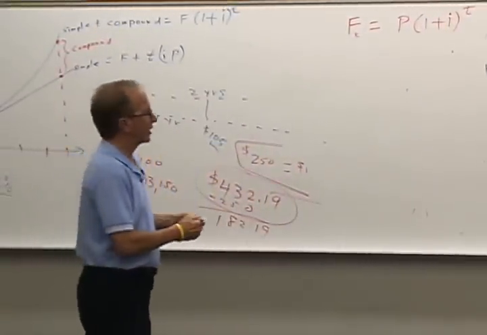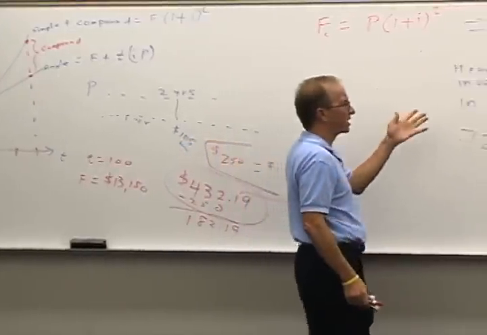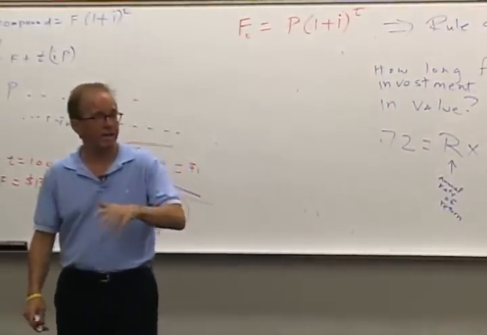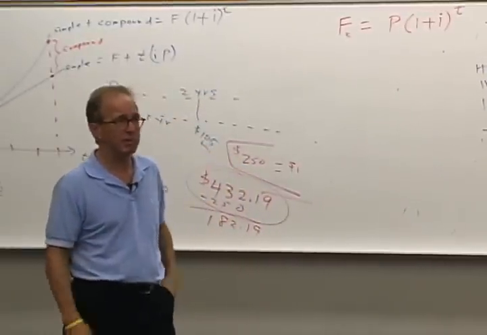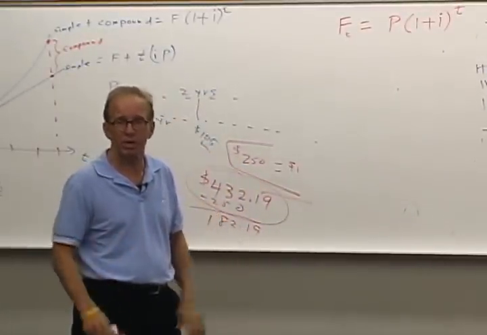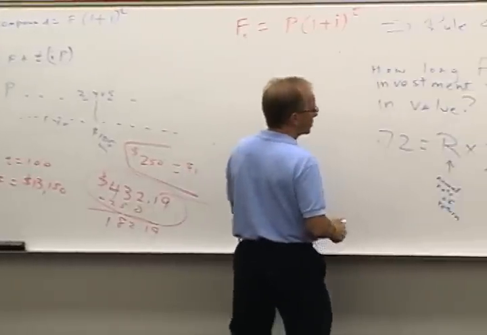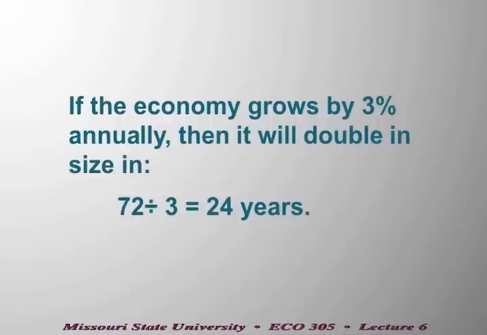Now, I express this in terms of an investment. It's not just an investment. Our economy grows, on average, over the long run, the U.S. economy, in real terms, grows about 3% a year. And so if the economy grows 3% a year, and we come back, 72 equals 3 times T, then what we would find out is that in about 24 years, the size of the economy will double in value. Okay?